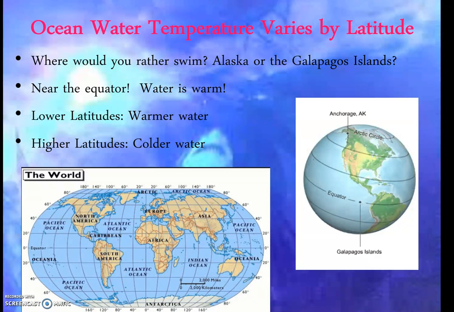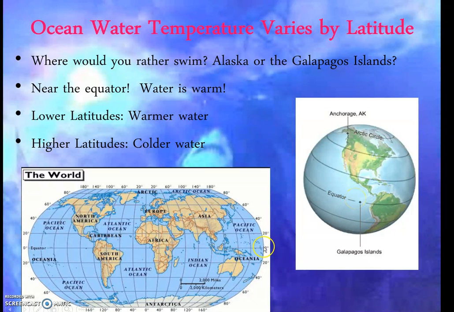So now that we've talked about the saltiness of the water, we're going to talk about the ocean water temperature. So a question to ask yourself is, where would you rather swim? In Alaska or the Galapagos Islands? The answer would be the Galapagos Islands because it is near the equator and the water is warm.